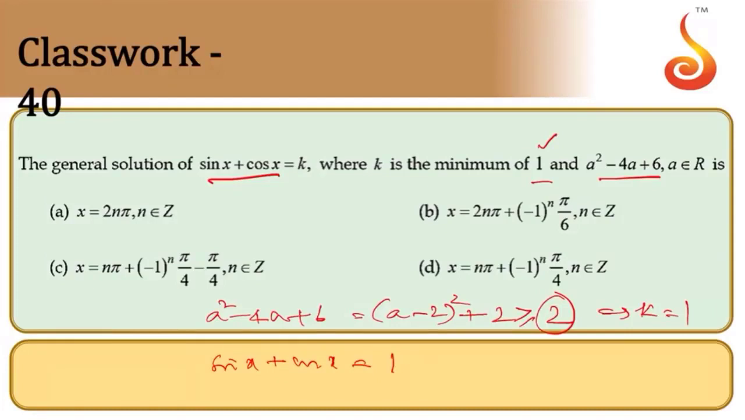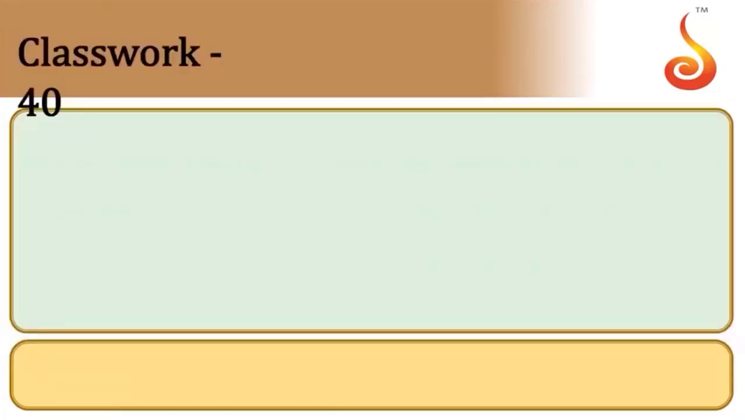So sin x plus cos x happens to be equal to 1. Sin x plus cos x equal to 1, dividing by root 2 on both sides, sin of x plus pi by 4 is equal to 1 by root 2. And therefore the solution for the problem is x equals n pi plus minus 1 to the power of n, pi by 4, minus pi by 4.